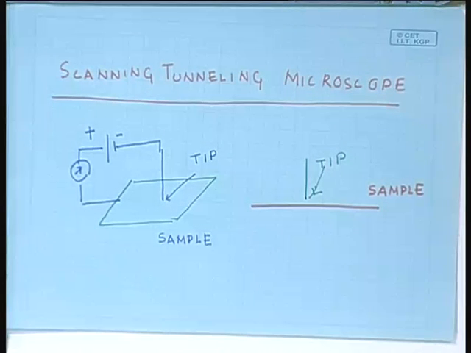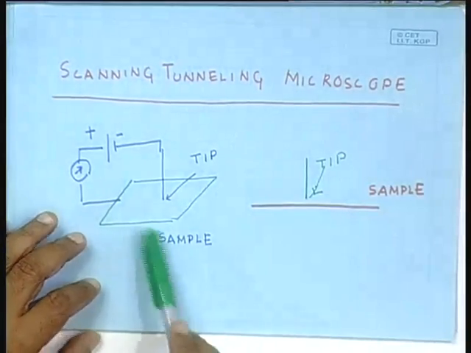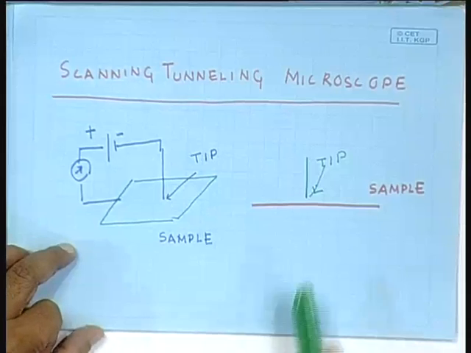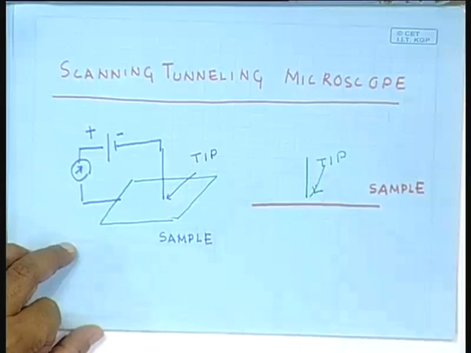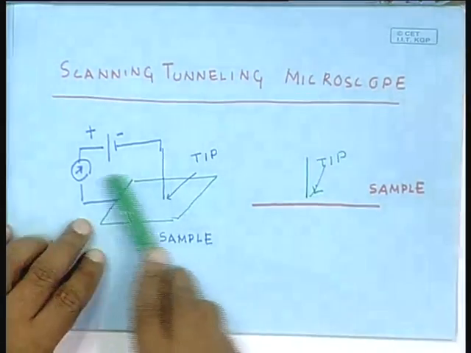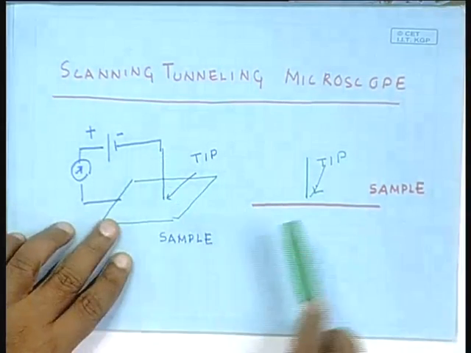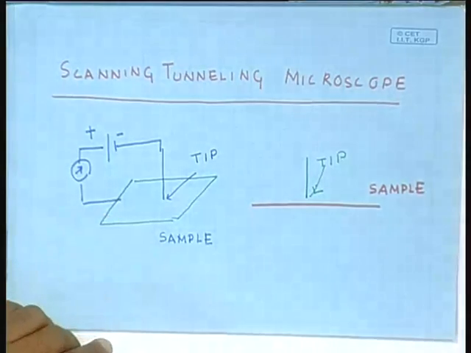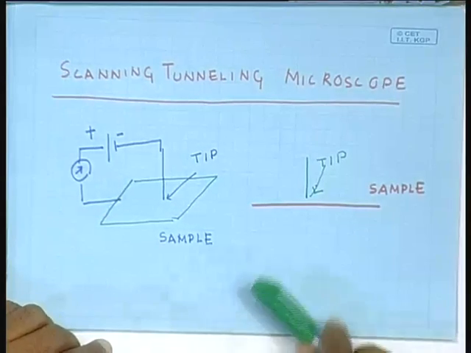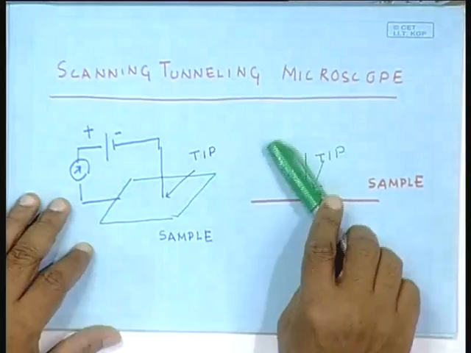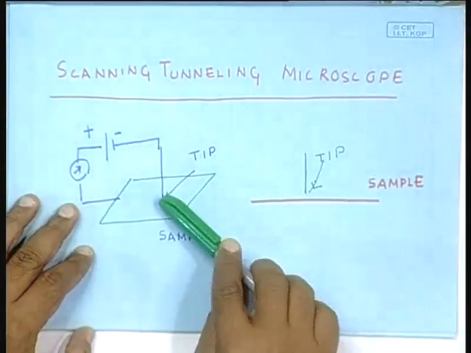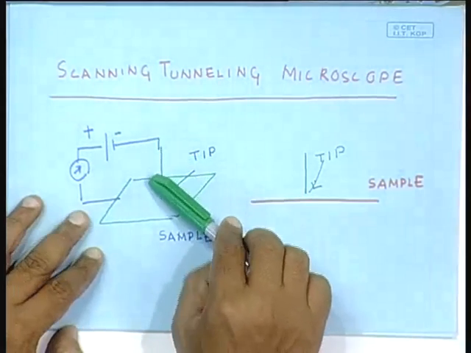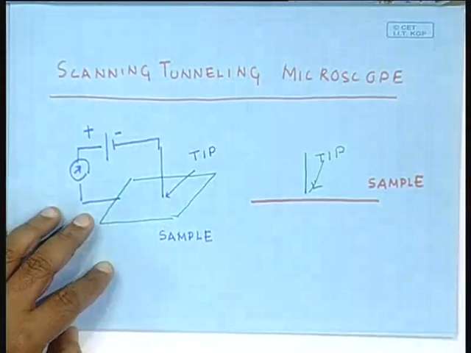Now, let us try to understand what will happen in a situation like this. The circuit over here is not closed. There is a gap. This circuit is not closed because there is a gap between the tip and the sample. And as a consequence, you do not expect electrons to flow. It is like a capacitor because there is a gap over here. So, you might think that this is like a capacitor.